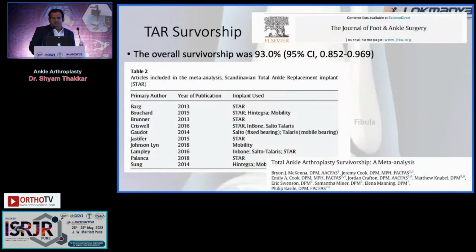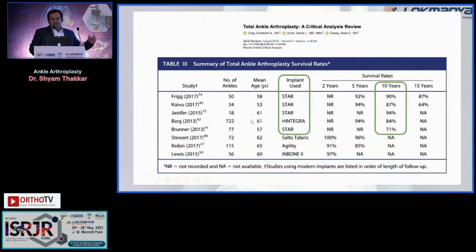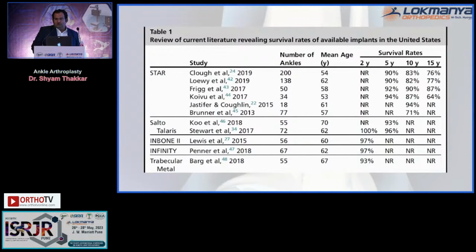So overall survivorship, as per this meta-analysis, was 93%. This was a 15-year follow-up. Another survival up to 15.8 years was 76.1%, almost nearing the total knee replacement survivorship. As we see the comparison of the different implants, the survivorship is pretty good. At 10 years, for the STAR implant it was 90%, and at 15 years it is 87%. The newer implants, the INBONEs and Infinity, their 15-year follow-up is still yet to come.